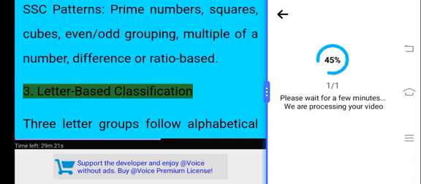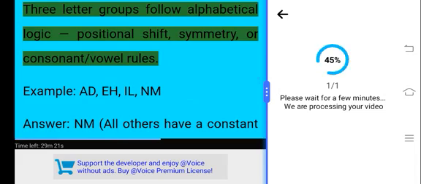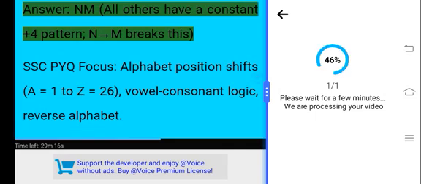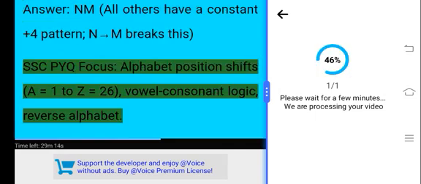3. Letter-based classification. 3 letter groups follow alphabetical logic, positional shift, symmetry, or consonant vowel rules. Example: AD, EH, IL, NM. Answer: NM. All others have a constant plus 4 pattern, and NM breaks this. SSC PYQ focus: alphabet position shifts, A equals 1 to Z equals 26, vowel consonant logic, reverse alphabet.